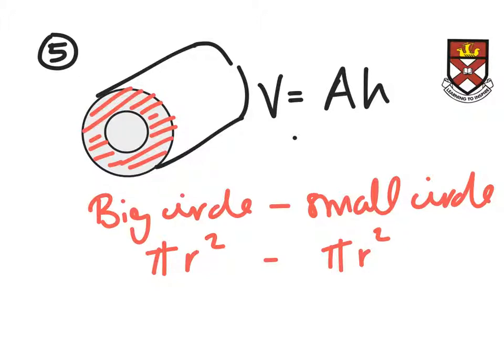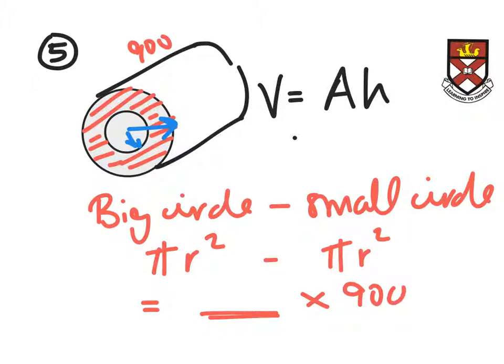You know the radius because the question tells you that the big circle has a radius of and the small circle has a radius of. Once you get this answer, all we're going to have to do is multiply it by its length, which it tells you in the question is 900.